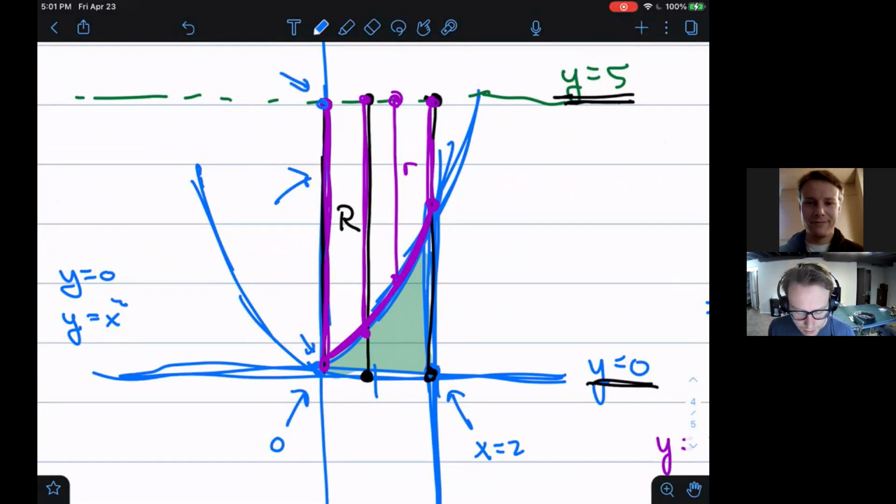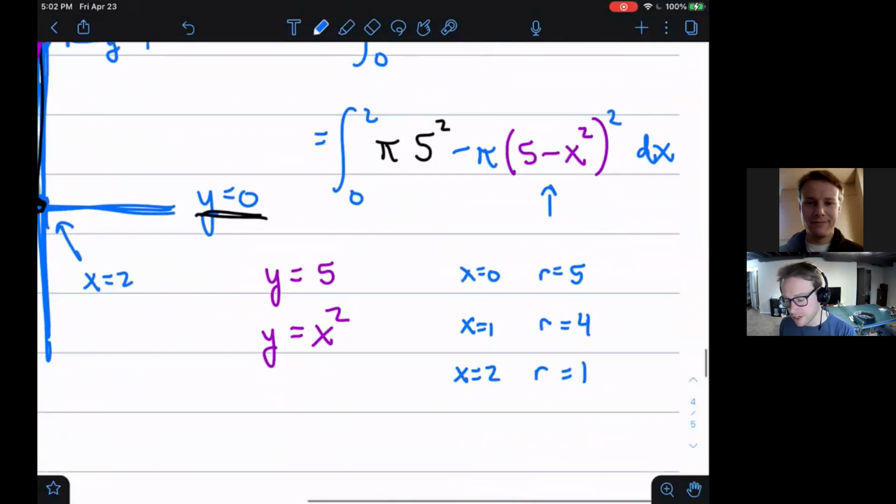The other one that maybe we could stand a chance at seeing is here at x equals 2. At x equals 2, y equals x squared is going to have a height of 4. And so that distance between y equals 4 and y equals 5, if you subtract that, is going to indeed give us an inner radius of 1. And so yes, this seems to be a good setup.